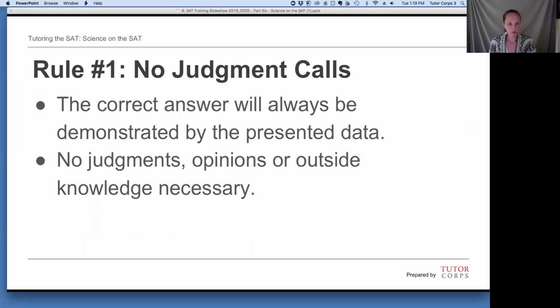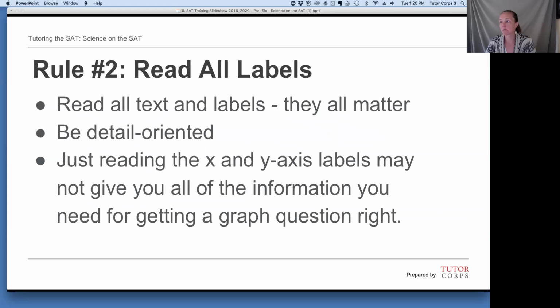So the first rule when approaching these science questions is that students should never be making judgment calls. The correct answer will always be demonstrated by the presented data. So they won't need to bring any outside knowledge, so they shouldn't be pulling from classwork. The only thing they need to understand is how to look at the data provided and pick out the right answer choice based on that.